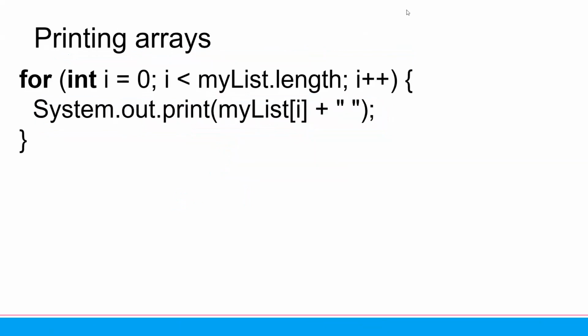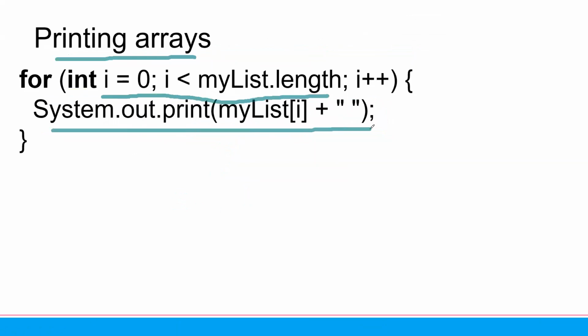Printing the arrays. If I want to check all the elements of the array, then I can start i from 0 until the length, and then I can print it. So this is the way to print the array elements. i represents the index, and i is a repetition from 0 until the length.